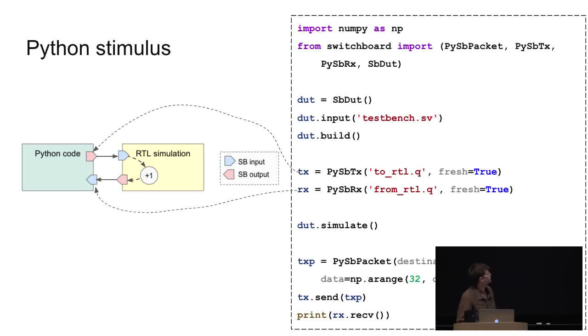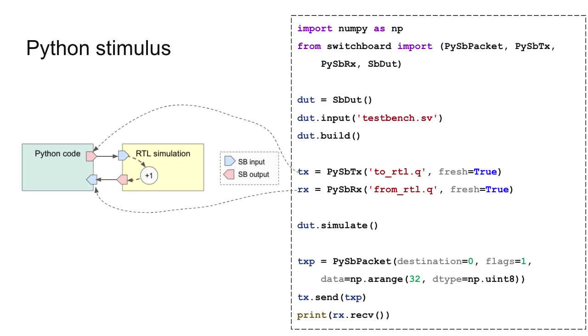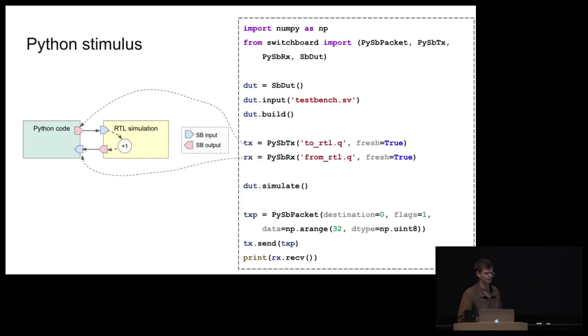On the Python side, the Switchboard connections are established by creating objects that correspond to either a packet driver or a packet receiver. You can create Switchboard packets by creating an ordinary Python object where the data payload is just a NumPy array, which is convenient to work with in a variety of contexts. And then you can just send and receive Switchboard packets.